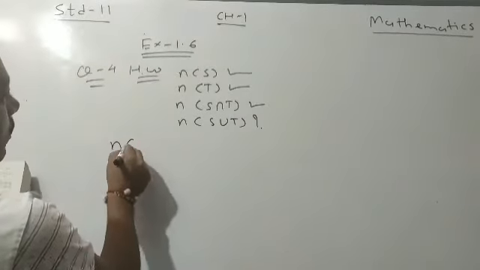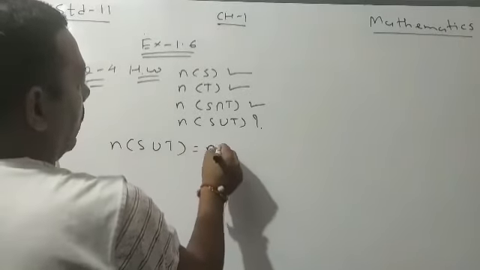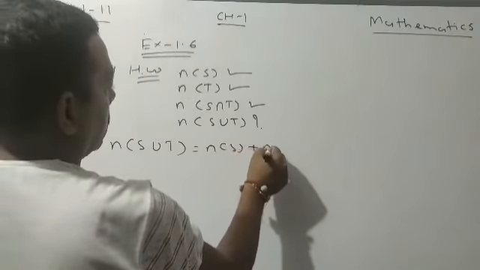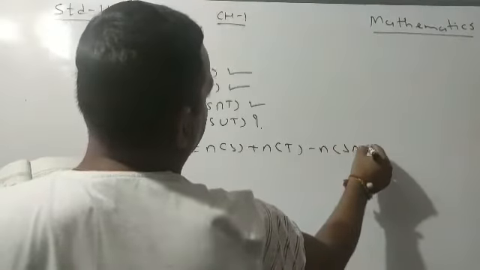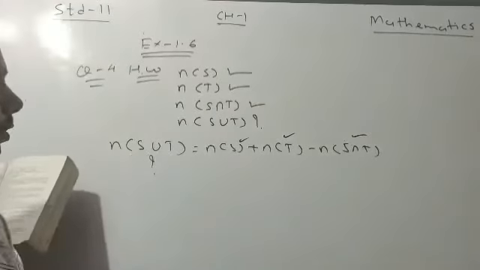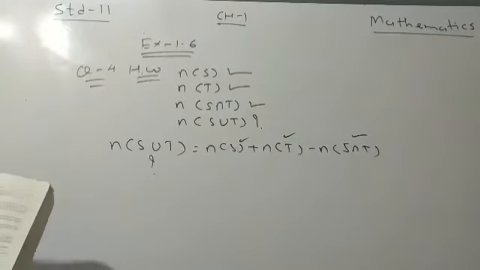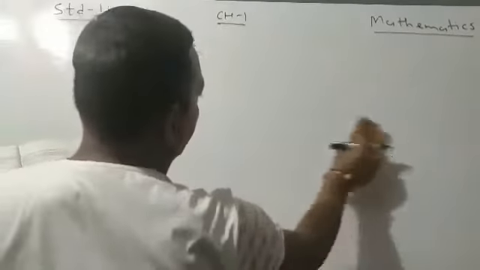We know very well the formula: N of S union T is equal to N of S plus N of T minus N of S intersection T. These three quantities are known, only this one is unknown. If we substitute, definitely we will get the answer. Now next question is question number 5.